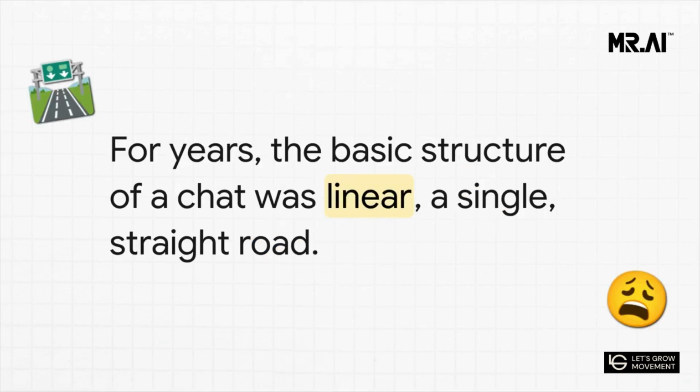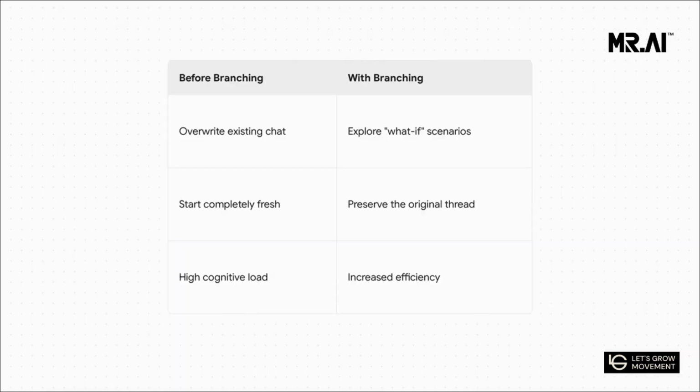For years, the way we chatted with AI was pretty rigid. It was basically a one-way street. If you were halfway through a great conversation but wanted to explore a different idea, you had two really annoying options. You could either overwrite your current chat and lose that whole thread, or you had to start a brand new chat, completely from scratch. And you can really feel the frustration in that comparison. Before, you were constantly hitting these dead ends, forced to either restart or just delete what you had.